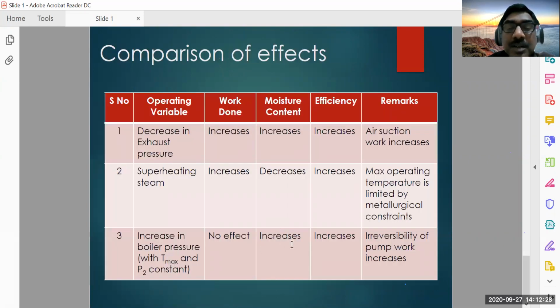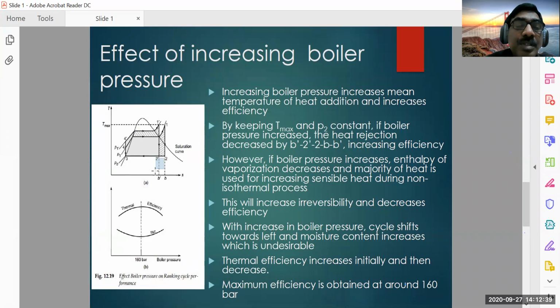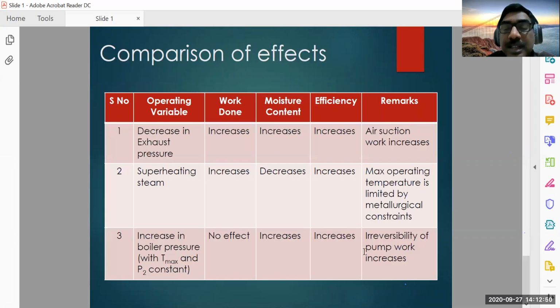So the moisture content will increase and efficiency will also increase because of additional heat that is getting added and less heat is getting rejected. So this much amount of heat is saved in the rejection and this much amount of heat is added extra. So because of these two reasons, the efficiency is getting increased.